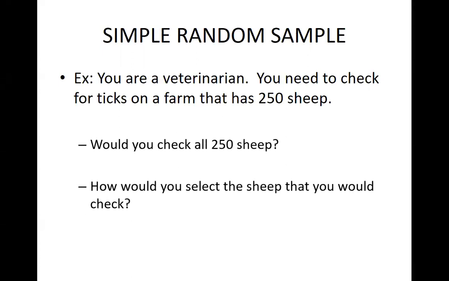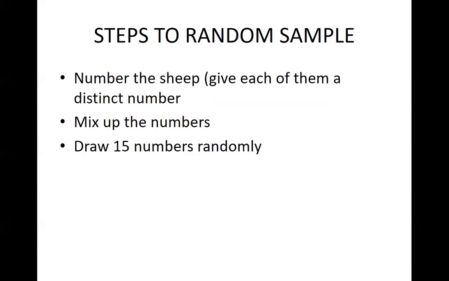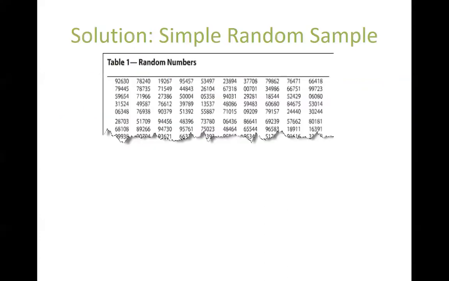So here's their suggestion. Number the sheep, mix up numbers, maybe draw 15 randomly, find those sheep and see if they have ticks. Now, I told you your calculator will do a random number generator. There's also tables that are created, and this is pretty old school. I'll just show you how it works.